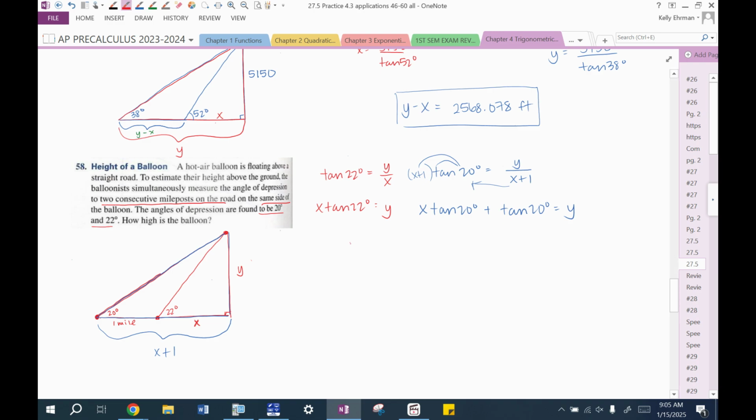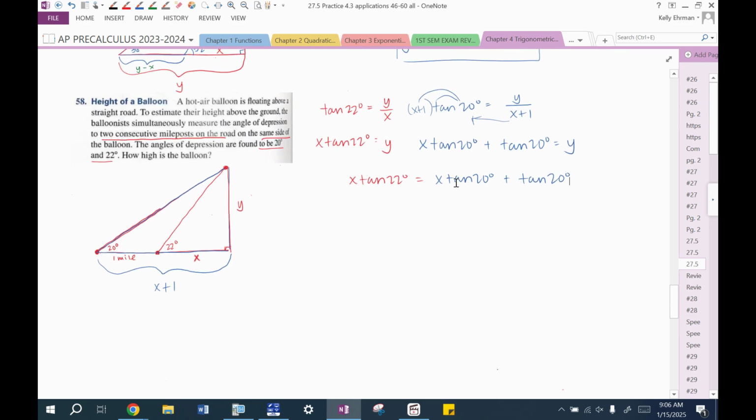So we can say x times the tangent of 22 degrees has to equal x times the tangent of 20 degrees plus the tangent of 20 degrees. And again, this is similar to what we did with logarithms, where if we have to solve for x and x is in a couple of different terms, get your x terms on one side and your non-x terms on the other. So let's subtract this x term to the left side. So x tangent of 22 degrees minus x tangent of 20 degrees is now equal to tangent of 20 degrees.